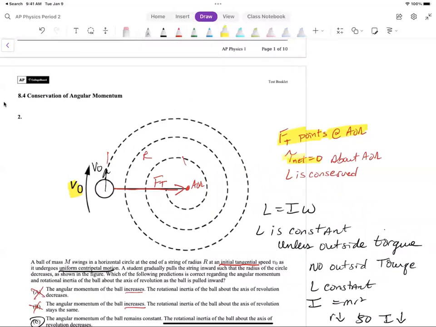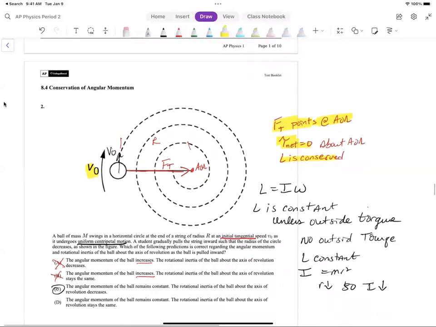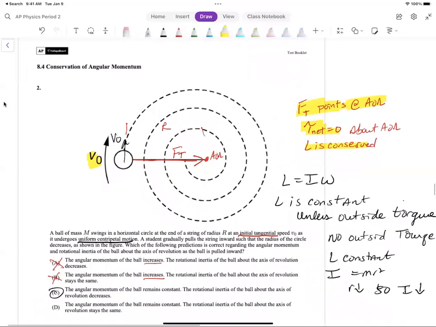That provides no torque on the ball. There is no torque acting on the ball because it is directed directly towards the axis of rotation. So the net torque there is 0. Therefore, angular momentum is conserved. Convince yourself I have no torque acting on the ball that is directed directly towards the axis of rotation. So I'm going to eliminate options A and B because they tell me angular momentum increases, while C and D say the ball's angular momentum is constant.